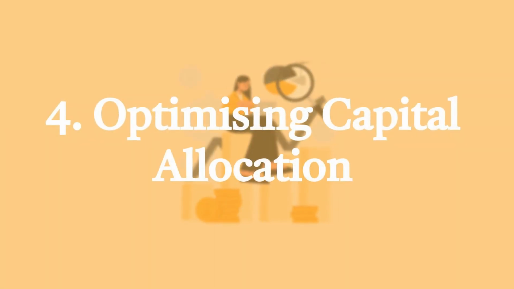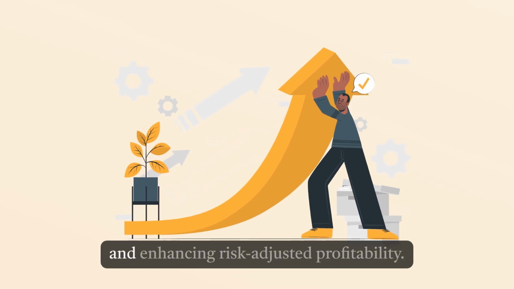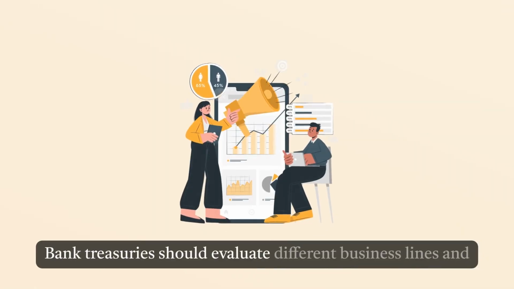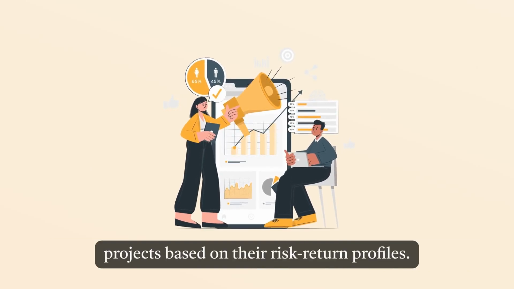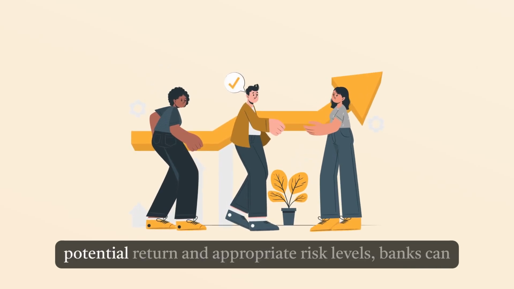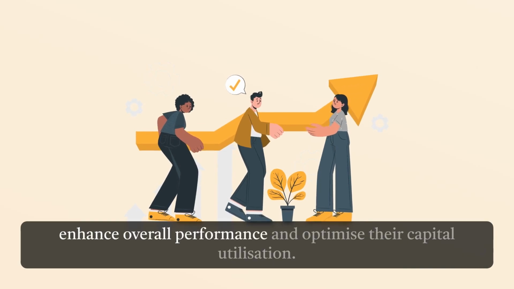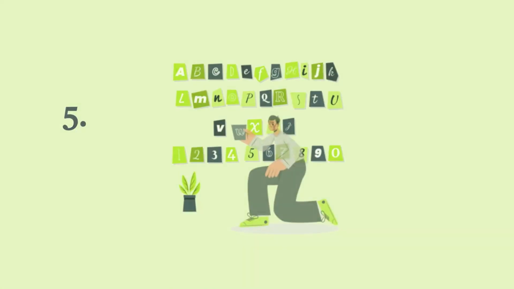4. Optimizing capital allocation. Efficient capital allocation is crucial for maximizing returns and enhancing risk-adjusted profitability. Bank treasuries should evaluate different business lines and projects based on their risk-return profiles. By allocating capital to activities with the highest potential return and appropriate risk levels, banks can enhance overall performance and optimize their capital utilization.